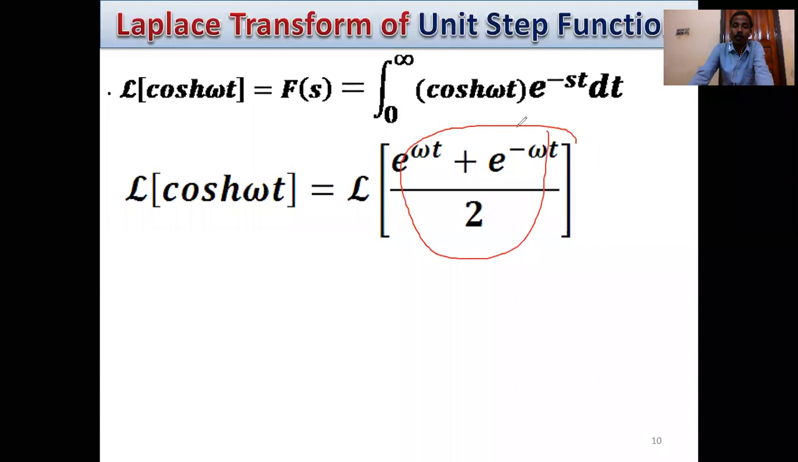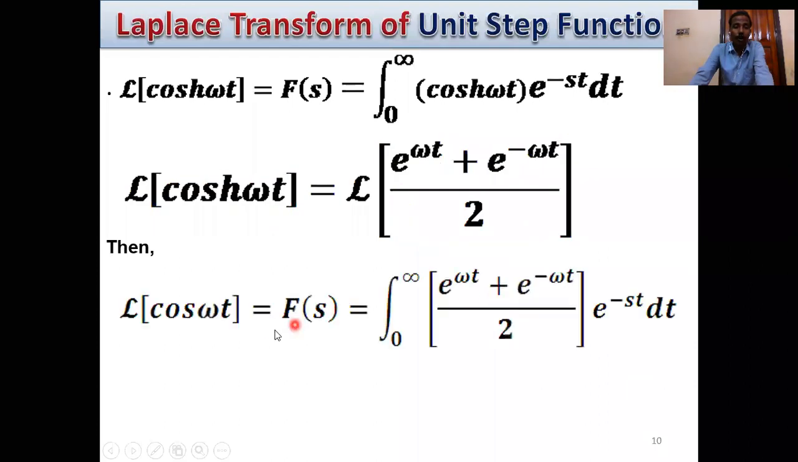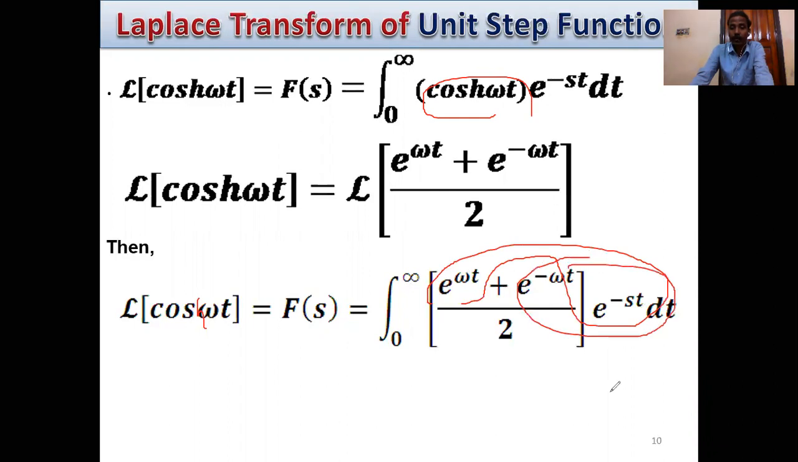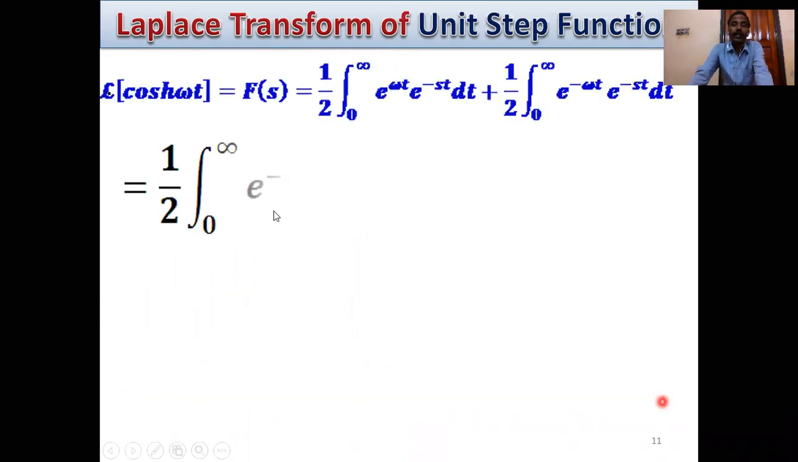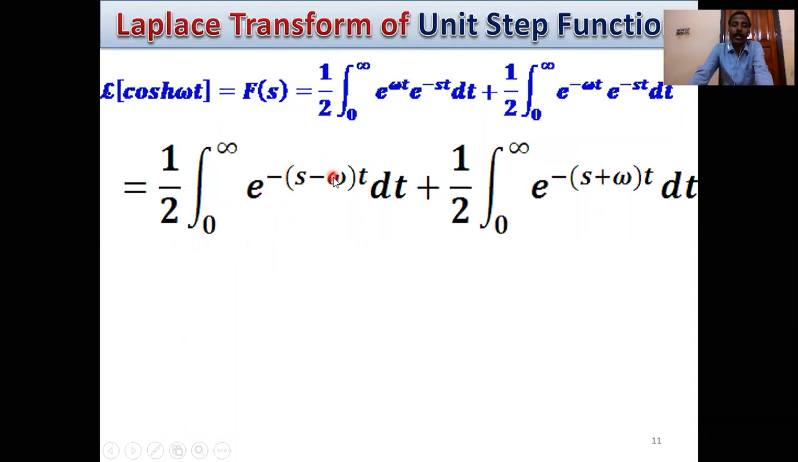Then put this value here, and we get the Laplace transform of cos h omega t equals F of s, integral from 0 to infinity, put here (e to the power omega t plus e to the power minus omega t) by 2 times e to the power minus st, and then multiply this into this and this into this, and we get half of integral 0 to infinity e to the power omega t e to the power minus st dt plus half of integral 0 to infinity e to the power minus omega t e to the power minus st dt.